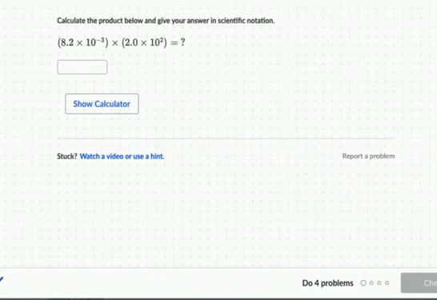Okay, here is an example of multiplying and dividing in scientific notation. In this problem, they want you to calculate the product and give your answer in scientific notation. They also gave you a calculator for you to calculate your multiplication or division. Go ahead and pause the video and see if you can try it on your own first.